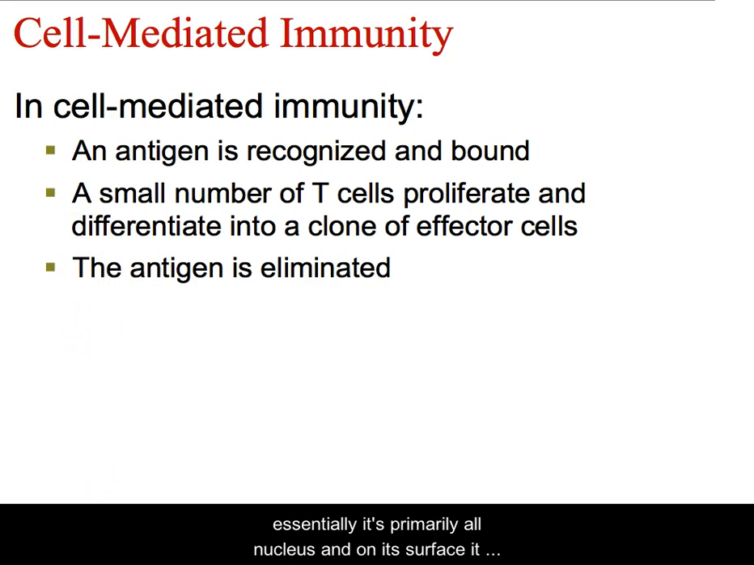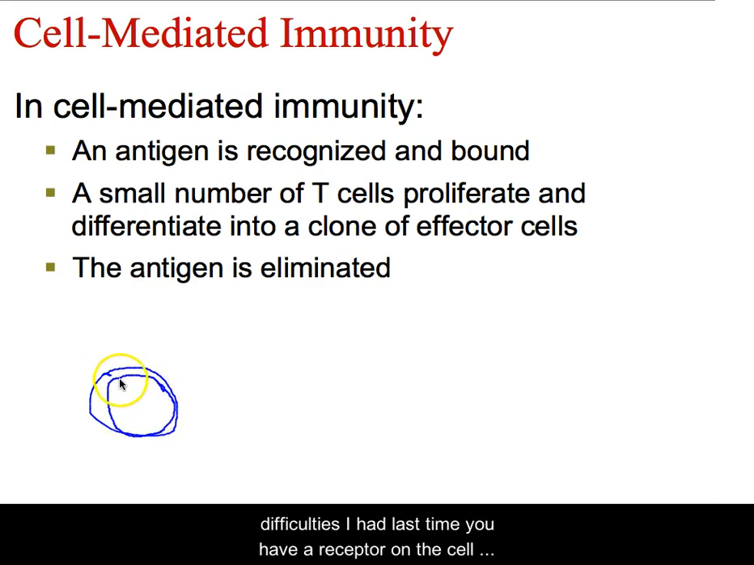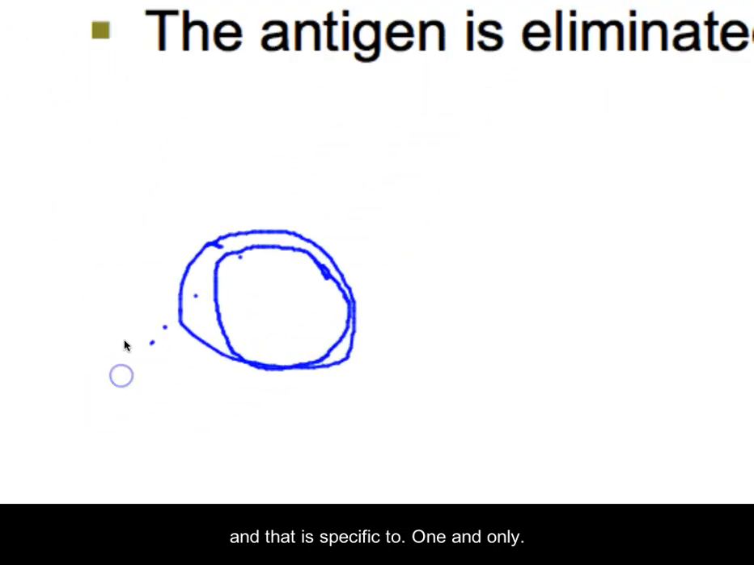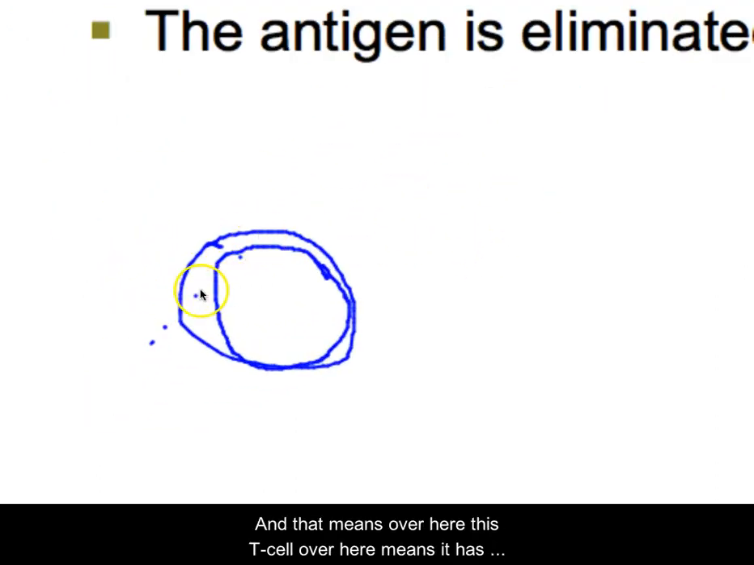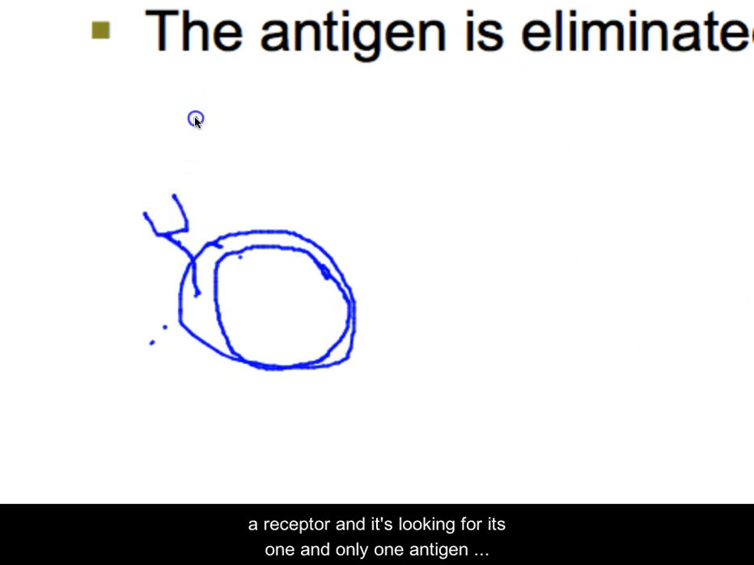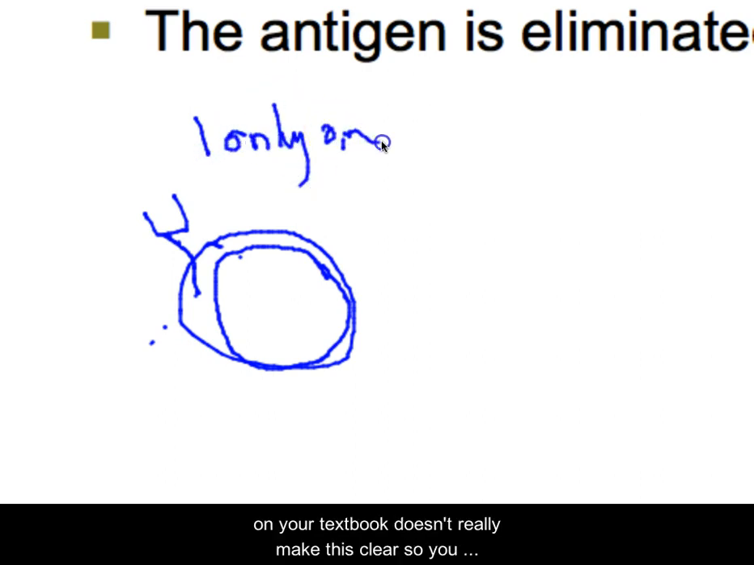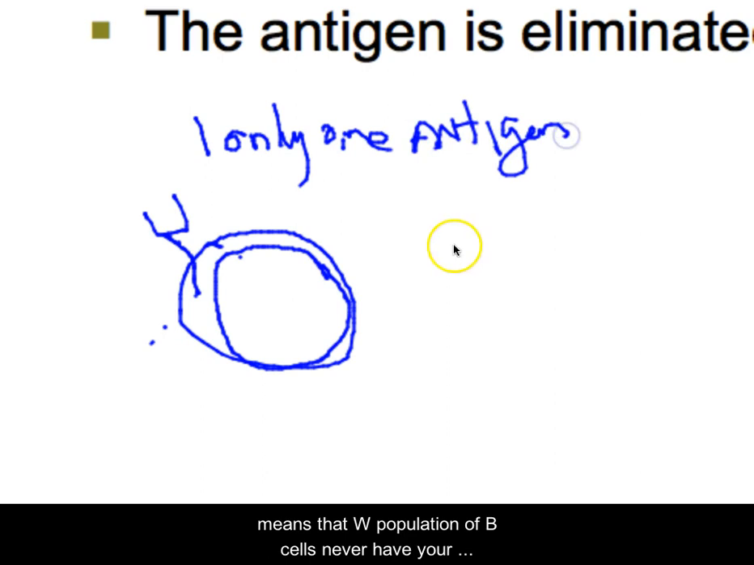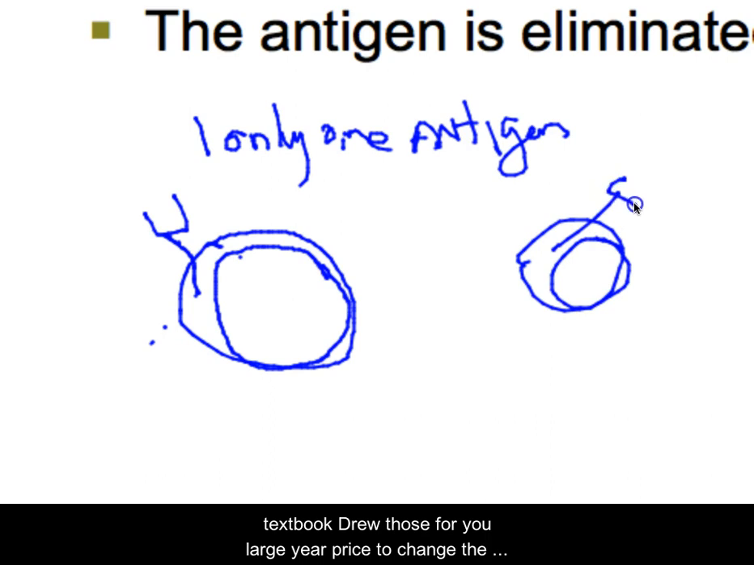You have a cell. And let's call it a T cell, which means essentially it's primarily all nucleus. And on its surface, it has a receptor. I'm having those difficulties I had last time. You have a receptor on the cell, and that is specific to one and only one antigen. And that means over here, this T cell has a receptor, and it's looking for its one and only one antigen.